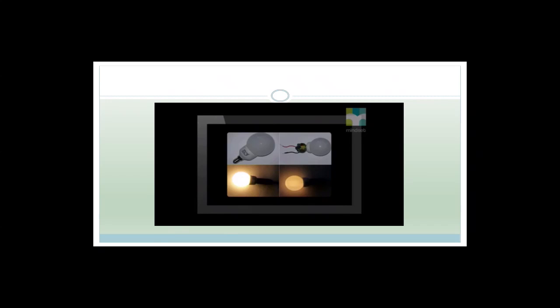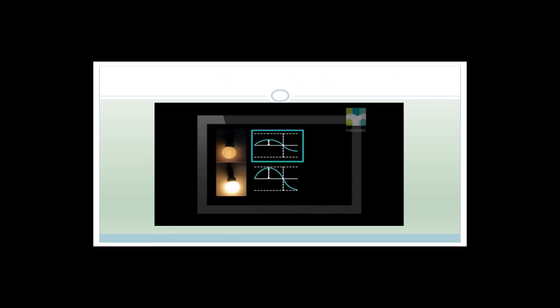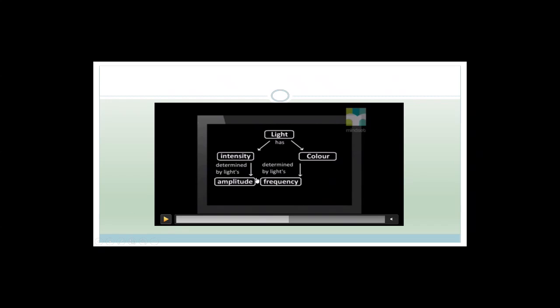So when we look at this little part of the video, if we think of light as a wave, light can be broken up into amplitude, okay, and the bigger the amplitude, the brighter the light. So intensity is determined by the light's amplitude. The brighter the light, the higher the amplitude of the wave. Color, as we know, is determined by the light's frequency, okay?